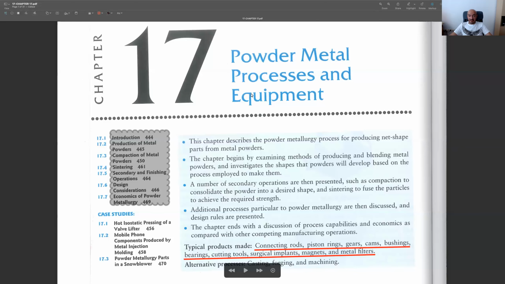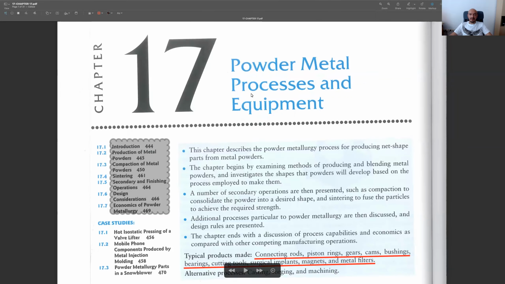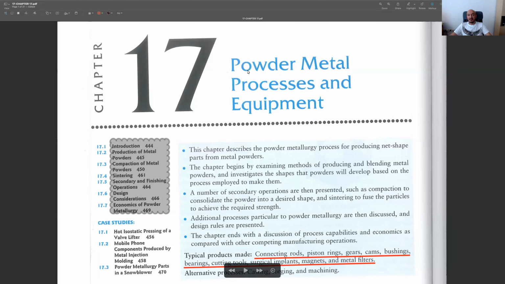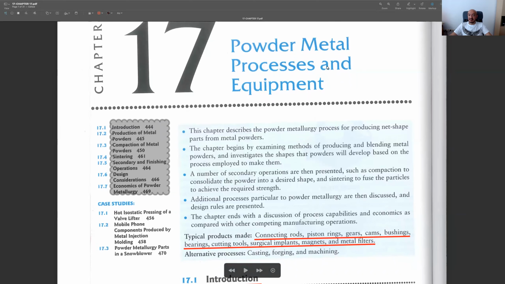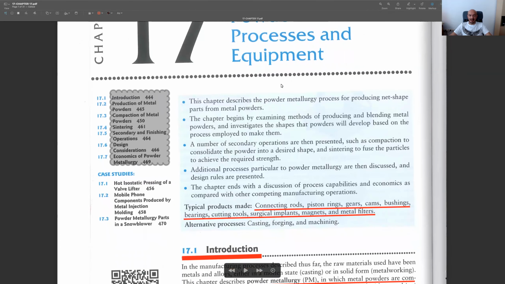Okay, this is chapter 17. It's about powder metallurgy processes. As the name implies, we are using powders of different materials, and mostly we perform these processes on metals. In this chapter, we'll be discussing the details of these processes and mention some equipment related to this study.